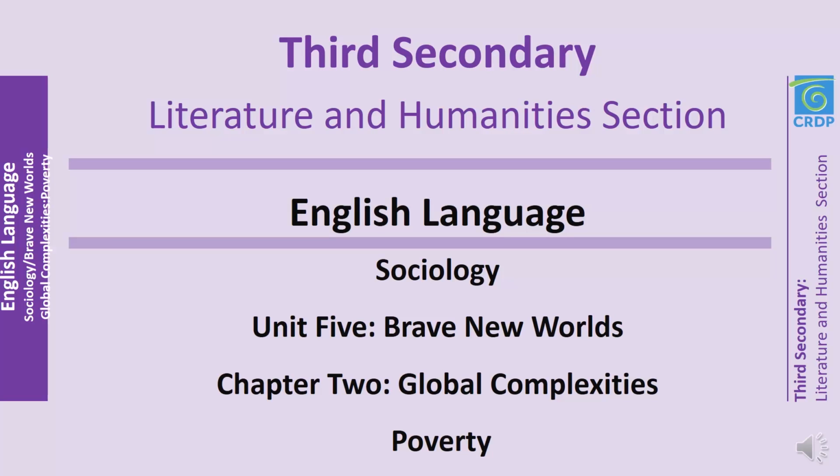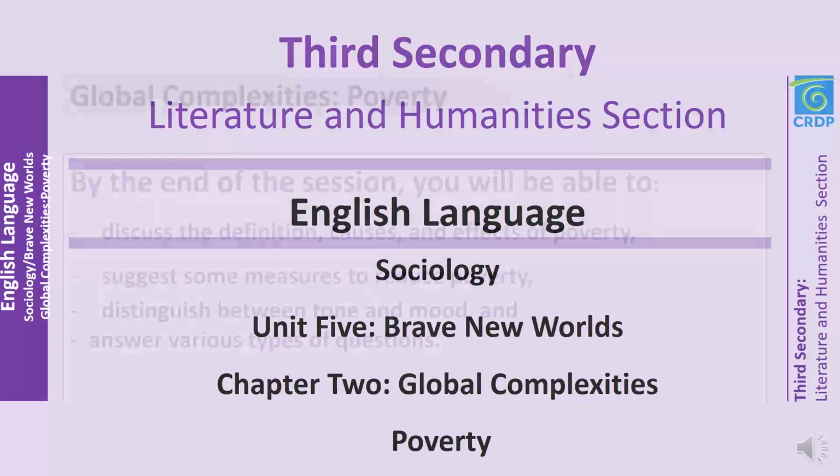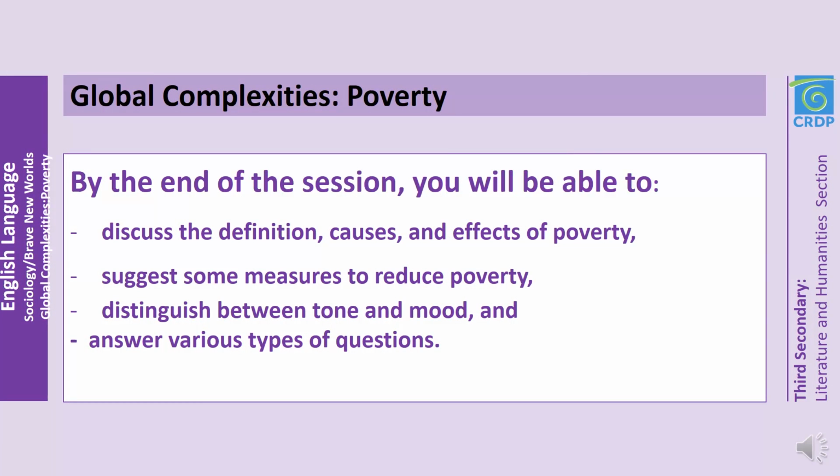This lesson is part of the Lebanese curriculum for the 3rd Secondary Literature and Humanities section. Part Sociology, Unit 5, Brave New Worlds, Chapter 2, Global Complexities. By the end of this lesson, you will be able to discuss the definition, causes, and effects of poverty, suggest some measures to reduce poverty, distinguish between tone and mood, and answer various types of questions.